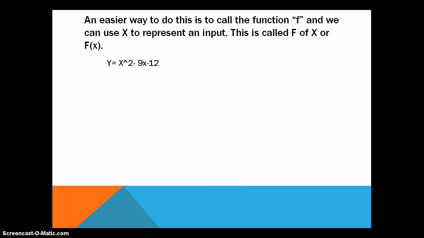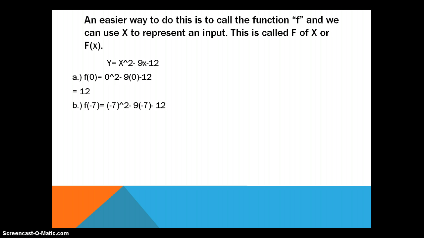y equals x to the second minus 9x minus 12. f of 0 equals 0 to the second minus 9 times 0 minus 12. So 0 to the second makes 0, minus 9 times 0, which also makes 0. So 0 minus 12 equals -12.